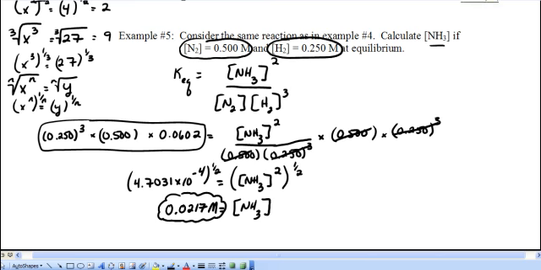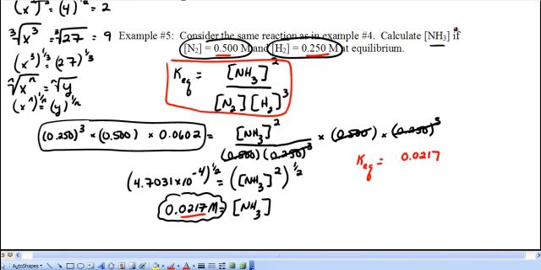Now here's the cool thing. You can double check your work and make sure that you're correct every time. Because you know that KEQ has to equal 0.0602 in our case, what you can do is say KEQ is going to equal, and now plug in all of our values back into our equilibrium expression. So our ammonia, we just solved as being 0.0217. We have to square that. Our nitrogen is 0.500 molar. That's raised to the first power. And our hydrogen is 0.250 molar, and we're going to cube that.